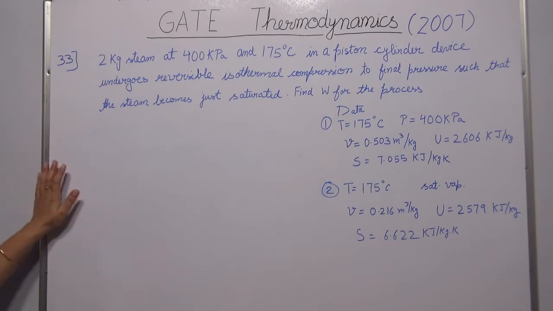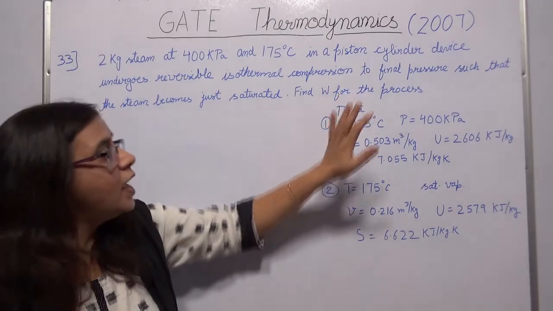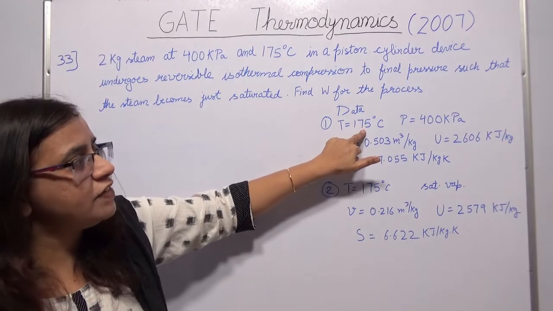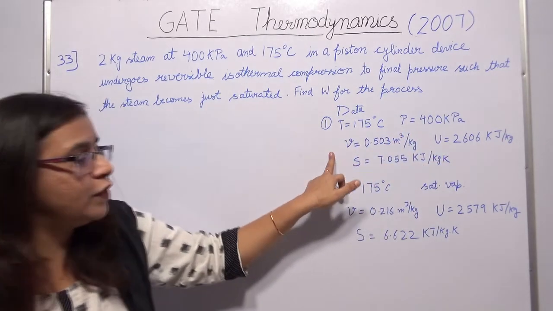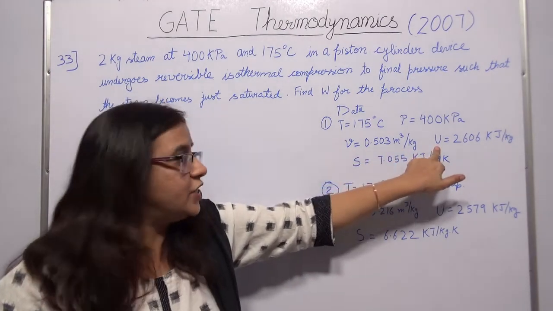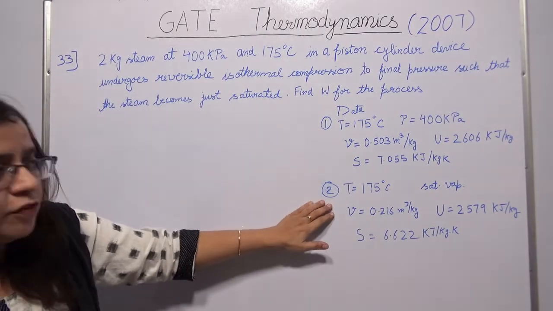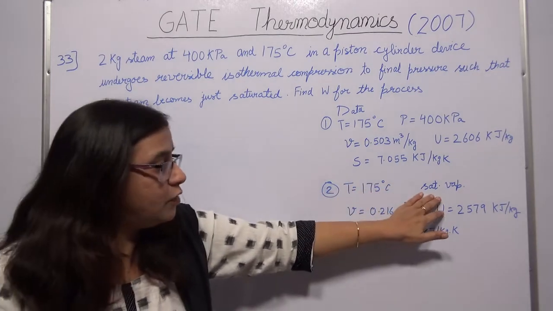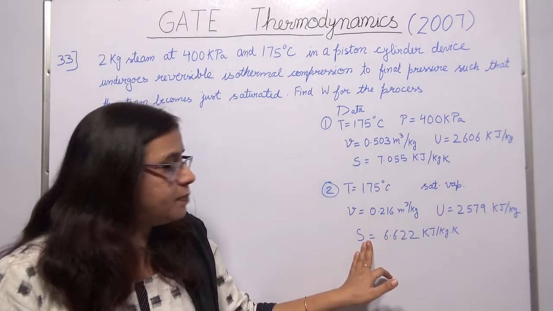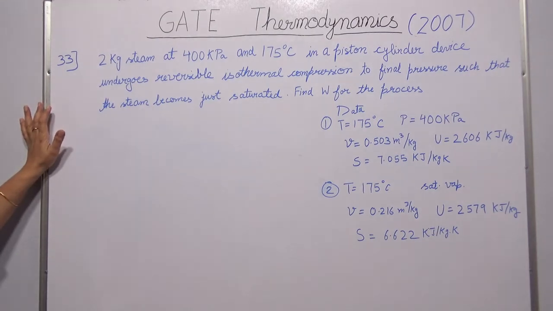They have asked you to calculate the work done for this process, and the data given here is that at 175 degrees centigrade and 400 kilopascal, they have given you the values of specific volume, specific internal energy and specific entropy for the superheated steam. Similarly, they have also given the specific volume, specific internal energy and specific entropy values for saturated vapor at 175 degrees centigrade. Now you have to find out the work done for the process.